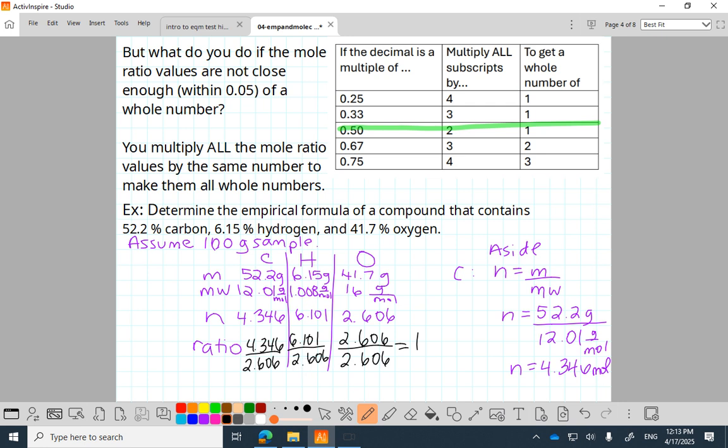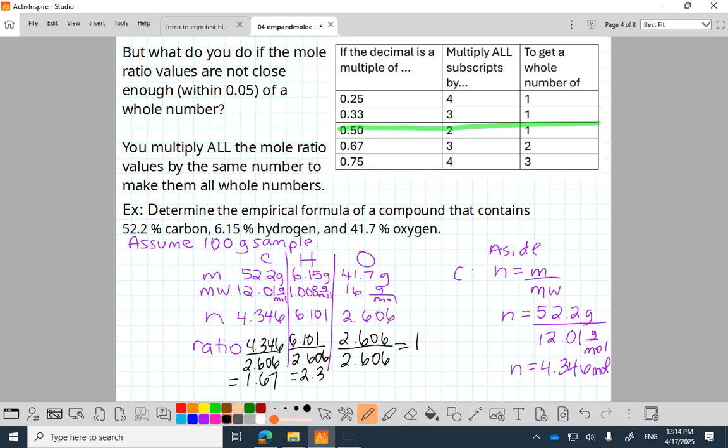So 4.346 divided by 2.606 is 1.67. 6.101 divided by 2.606 is 2.3. Okay, so then again, oh shoot, is it 1.672? Well, that's not very close to 2. Should I round down? Again, the area of rounding feels a little bit ambiguous, and then hopefully that's your reminder, oh yes, I can't just round.